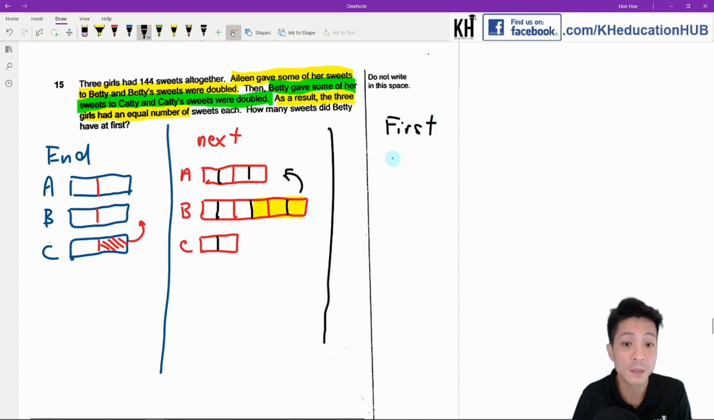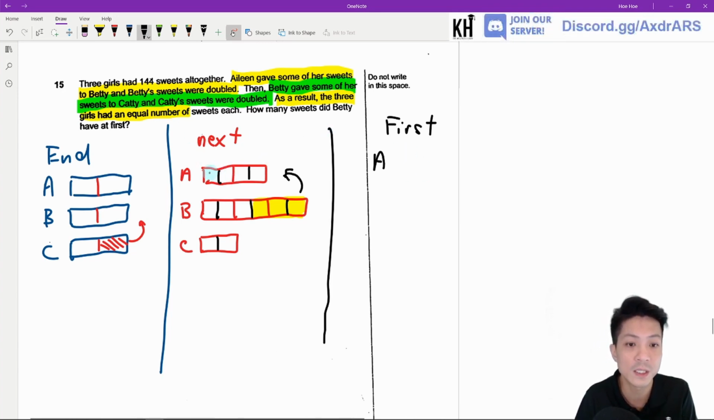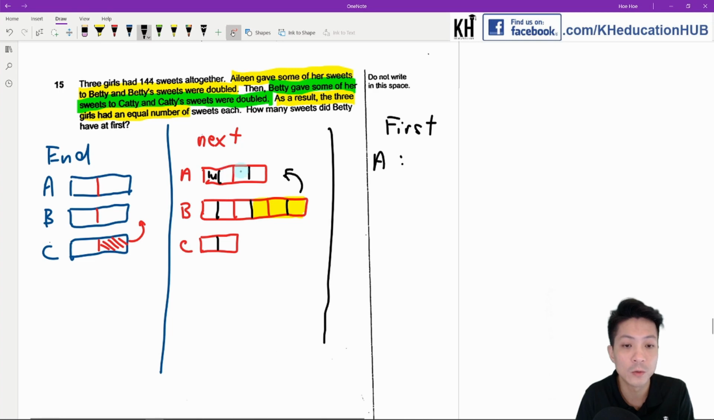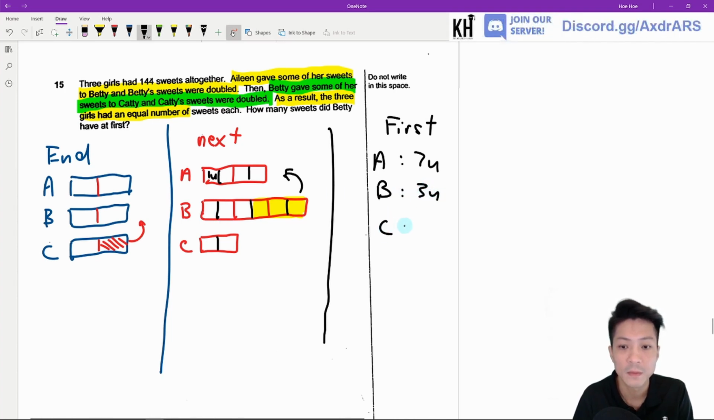At first, I'm not going to draw the model anymore because drawing the model is very time consuming. So I'm going to treat this as the 1 unit. Eileen will have 1, 2, 3, 4, 5, 6, 7 units. Betty will have 3 units. Katie will have 2 units.